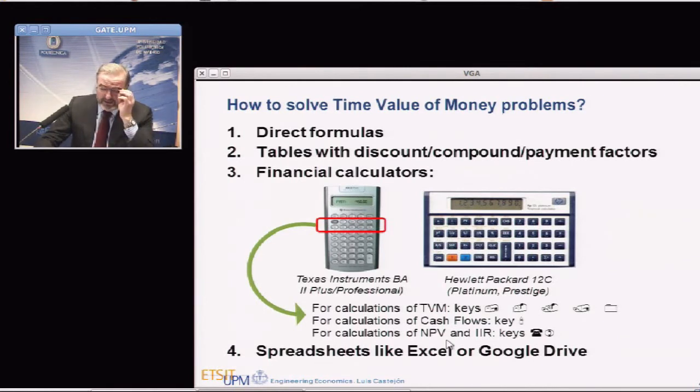Also, with the spreadsheets, you have two options. You have the option of using the internal financial functions that Excel provides, but also, and I prefer this second way, introducing the formulas in Excel yourself, as you would with direct formulas. So, for example, if I want to know the present value of a future cash flow, you can write in Excel the formula below the future value. The present value formula is equal to the future value cell you are referencing, divided by 1 plus the interest rate cell, to the nth power.